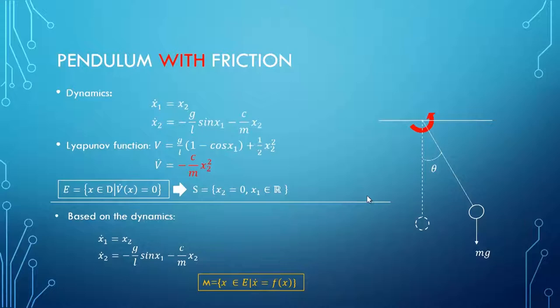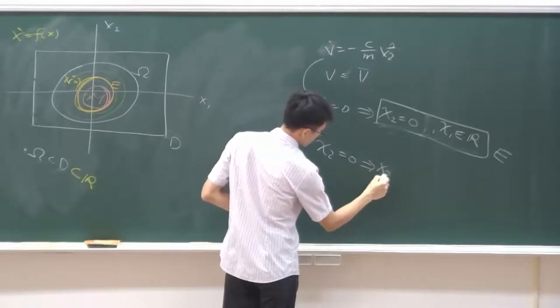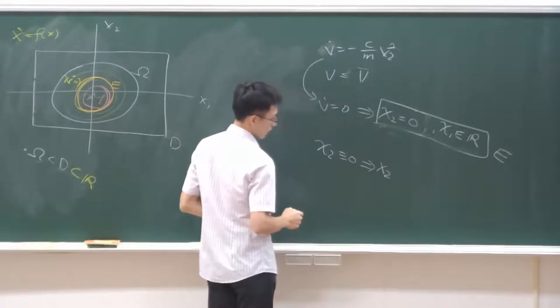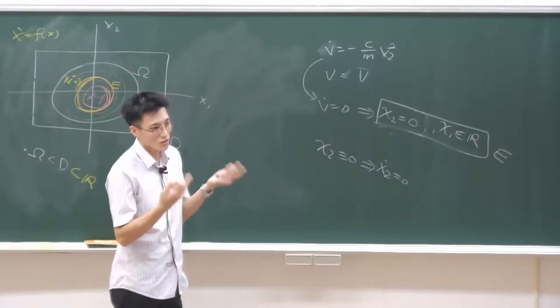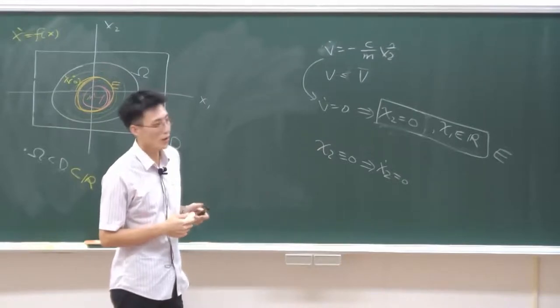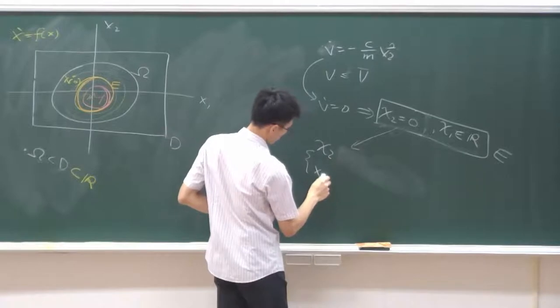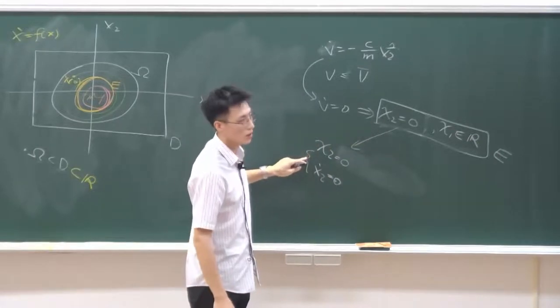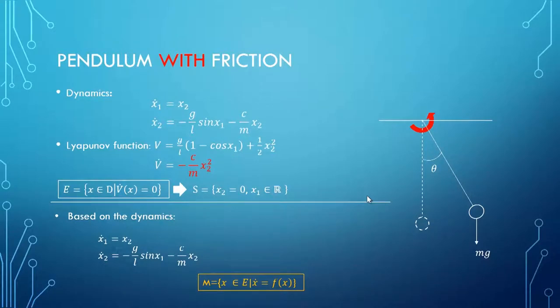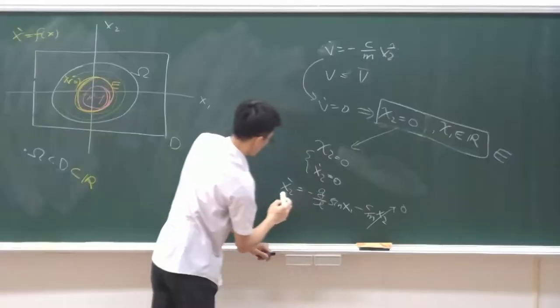Based on this condition, x2 will stay at zero forever. If x2 stays at zero forever after some time, it also implies x2 dot is zero. It's always zero, so it's not moving, and all its derivatives will be zero, right? So, using these conditions, this implies this, and you substitute back into the second equation. From the second equation, x2 dot is zero.